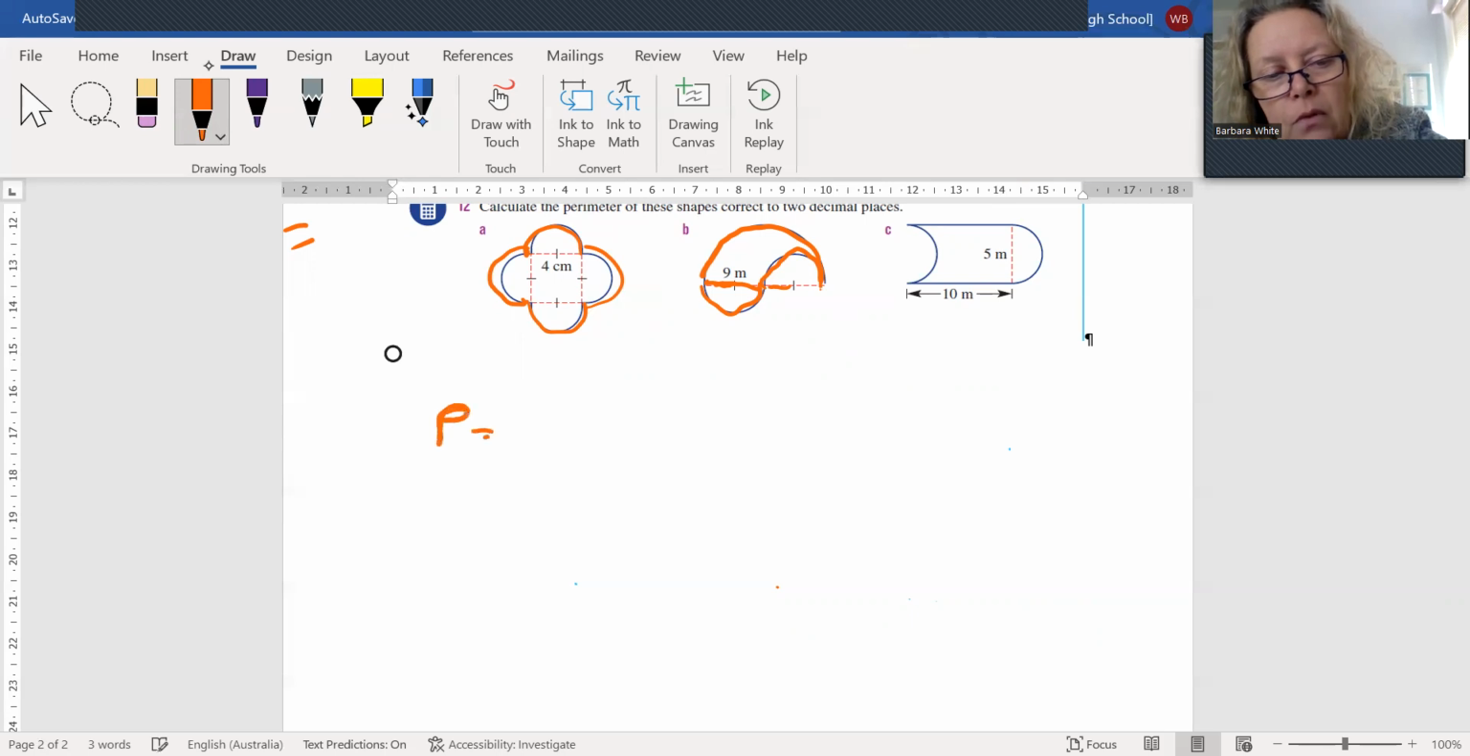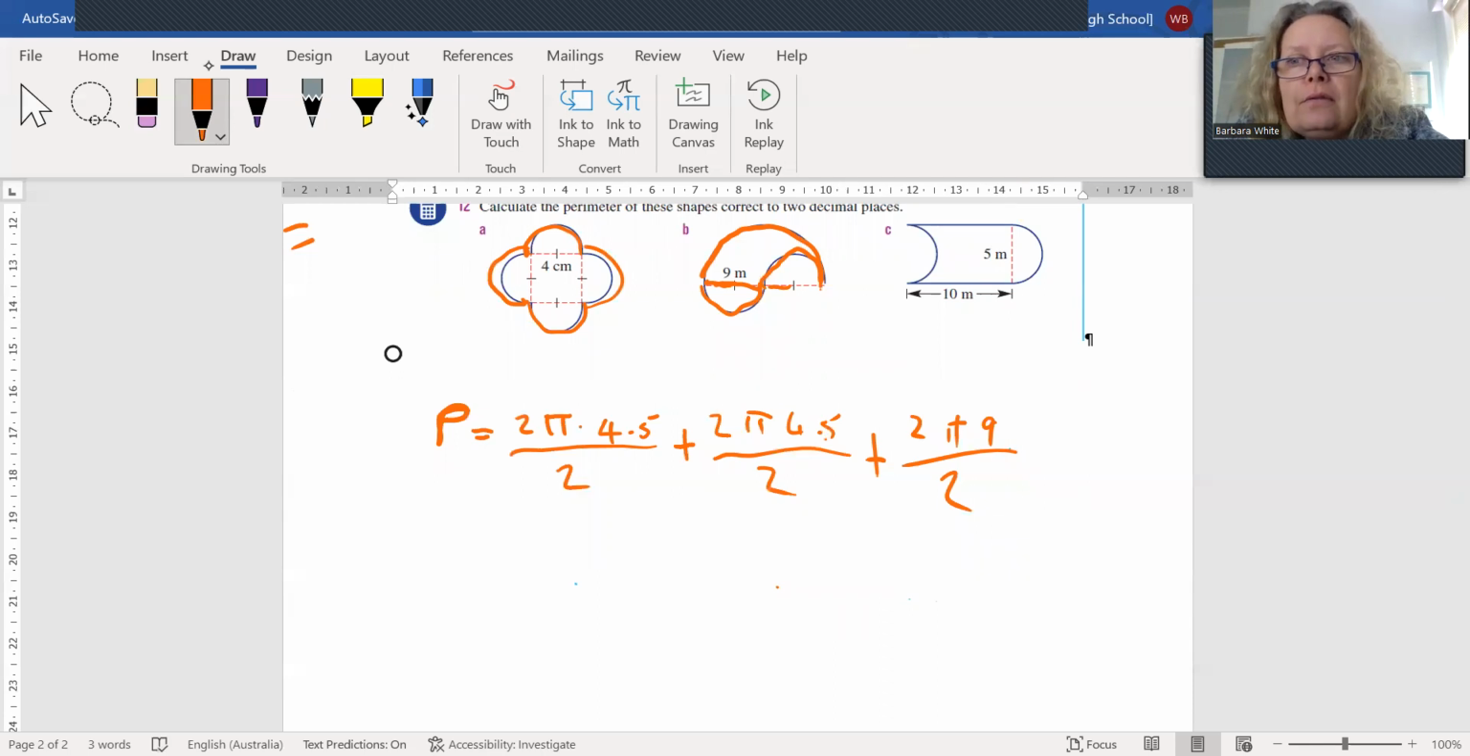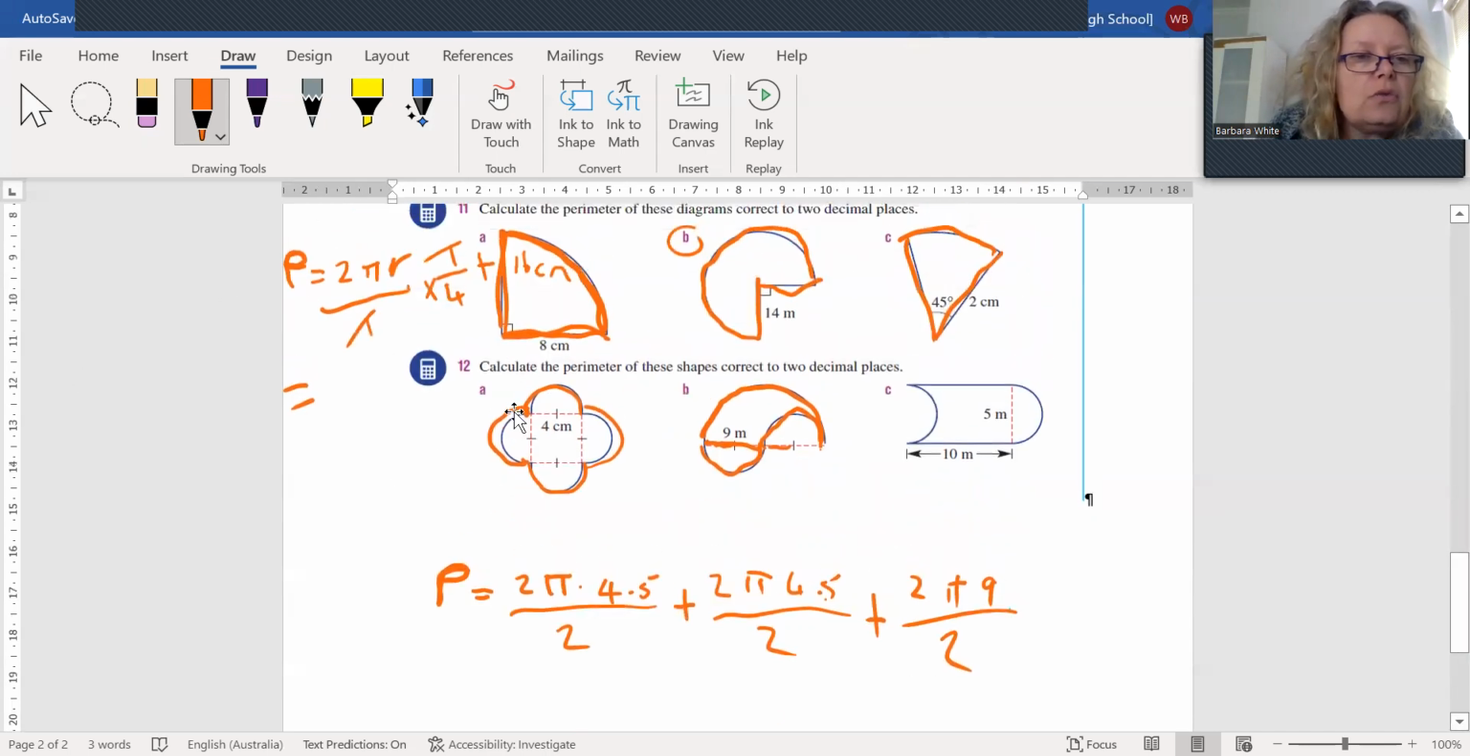perimeter equals 2 pi times 4.5 divided by 2, plus 2 pi times 4.5 divided by 2 because it's a semicircle, plus 2 pi times 9 divided by 2, and you've got the whole perimeter. Okay, that's definitely as tricky as you need to go. Try and do all of those.